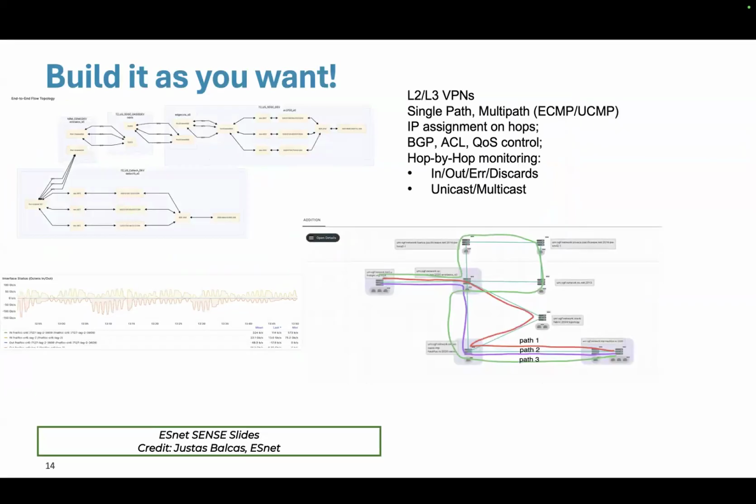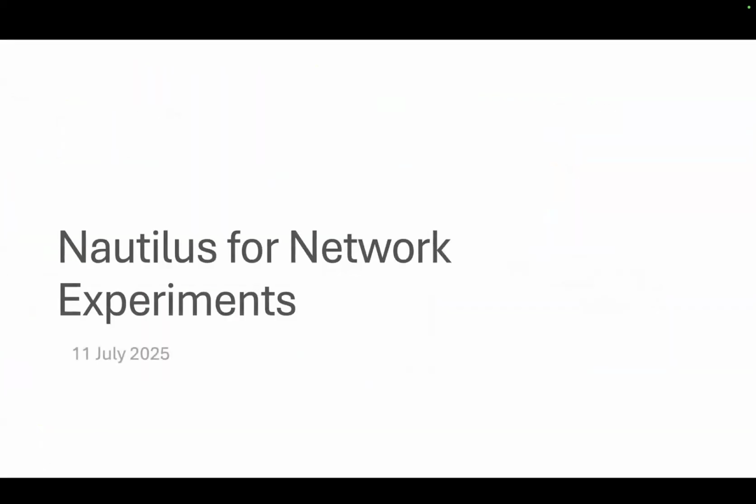Of course, the orchestrator also provides various features that we're not going to have enough time to go into today with the NRP, but it provides L2 and L3. For our demonstration, we're just going to focus on L2, and you can start multipath orchestrations. It also has various features like hop-by-hop monitoring and BGP, which are very high in demand and have various benefits.